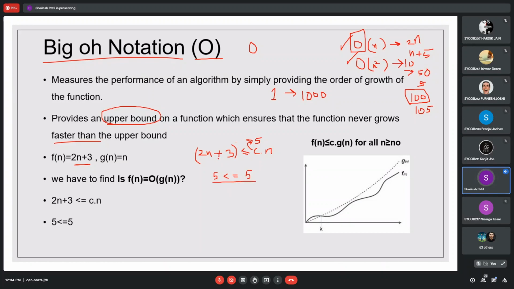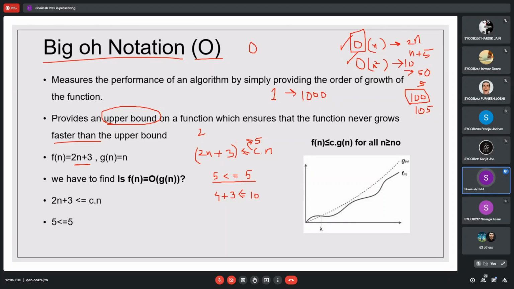Again, if we make n as 2, what will happen? It is 2 into 2, which is 4, plus 3. We have put n as 2, so 4 plus 3 is 7, and it is less than or equal to 5 into 2, which will be 10.